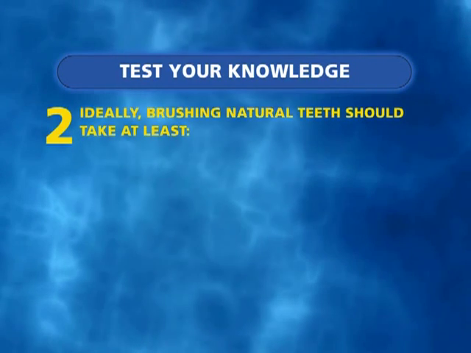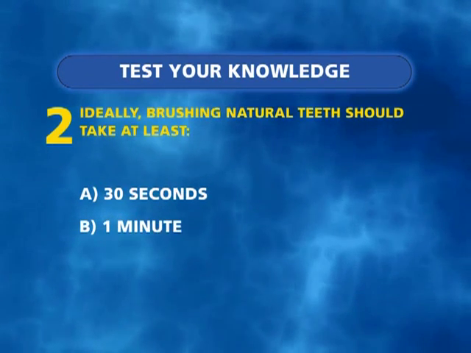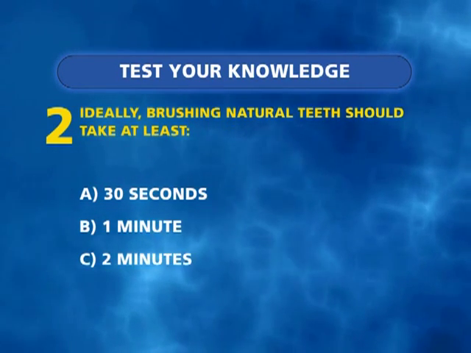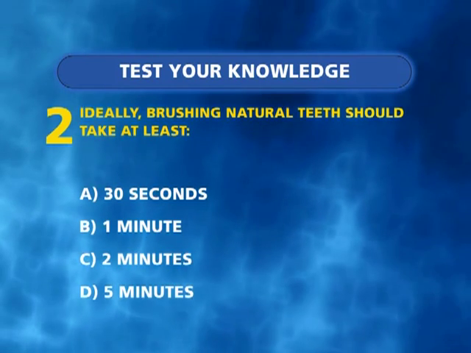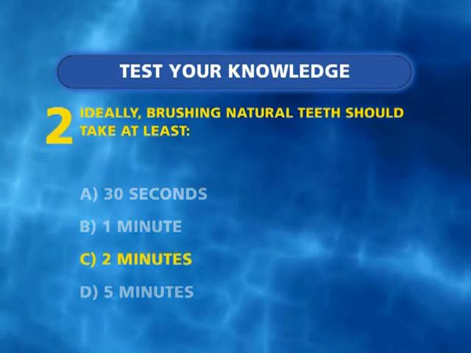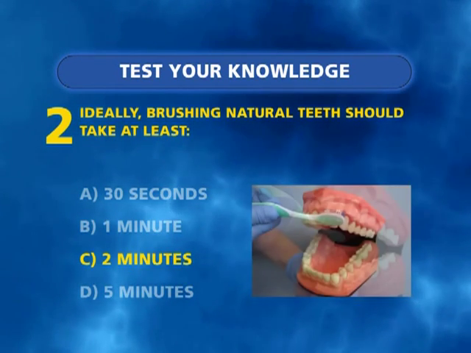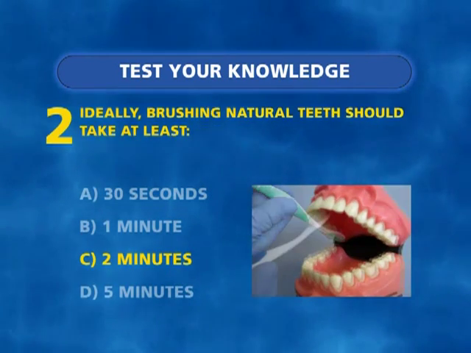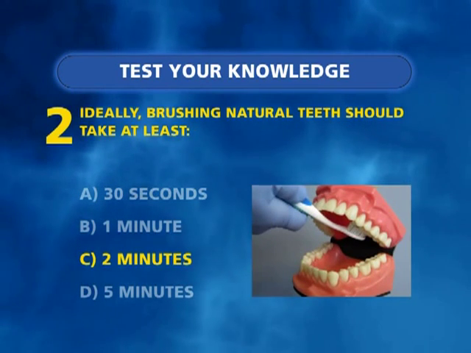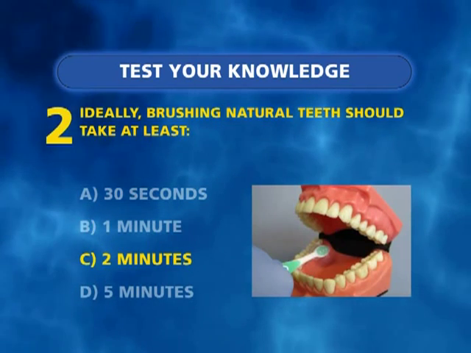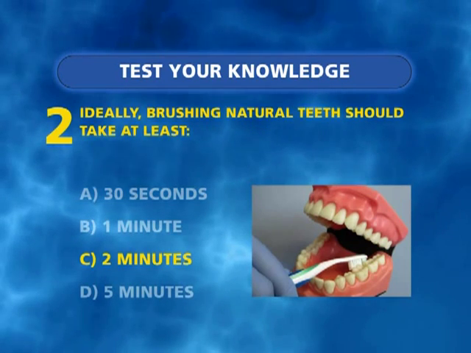Ideally, brushing natural teeth should take at least A. 30 seconds, B. 1 minute, C. 2 minutes, or D. 5 minutes. The answer is C. 2 minutes. If a resident is able to cooperate fully with mouth care, accessing all of the surfaces of natural teeth with the brush should be achievable within 2 minutes or so. If a resident has difficulty, or if it is challenging to position a resident for easy access, it will take longer. The important thing is to ensure that all of the tooth surfaces are brushed so that plaque can be removed.